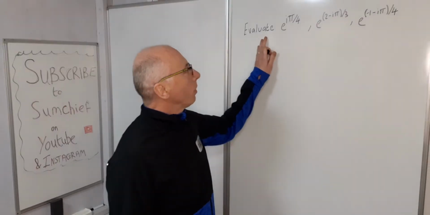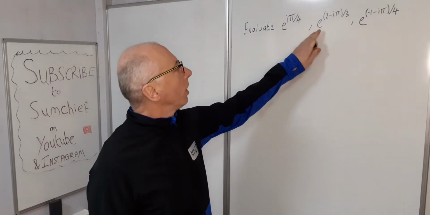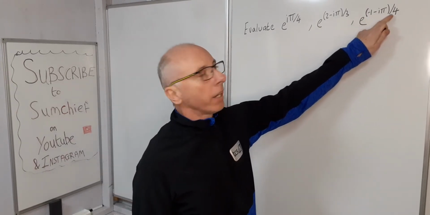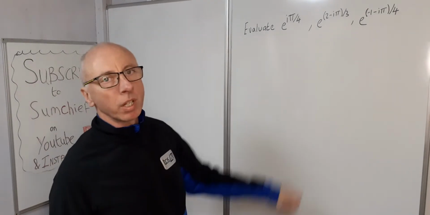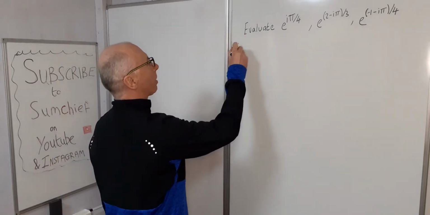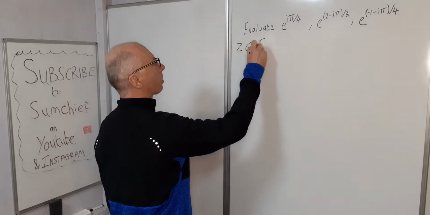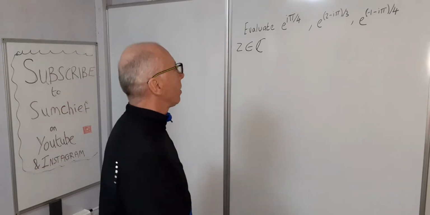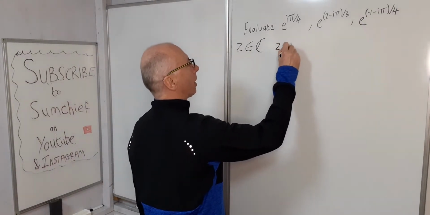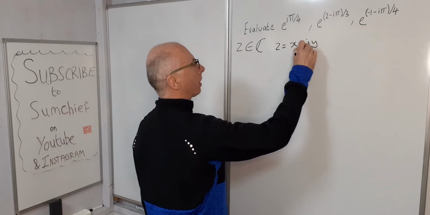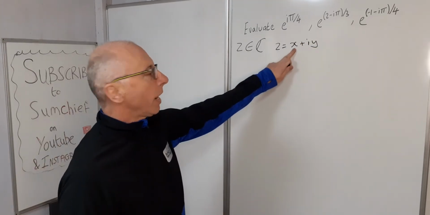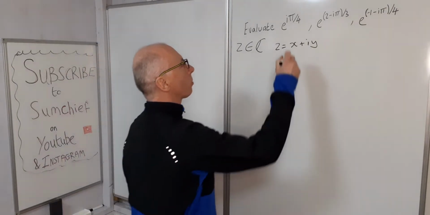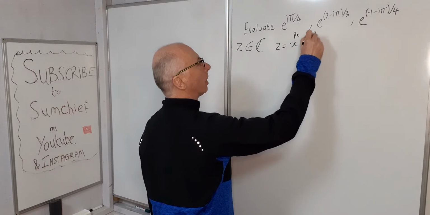Okay, so in this video we're going to evaluate e to the i pi over 4, e to the 2 thirds minus i pi over 3, and e to the minus 1 quarter minus i pi over 4. So as you can see here, we're in the complex world. So what we'll say is, z is in the complex world, i.e. complex plane, and z is always in the form of z equals x plus iy. Okay, so x is the real part, y is the imaginary part. Okay, let's just write that above the top here, real and imaginary.